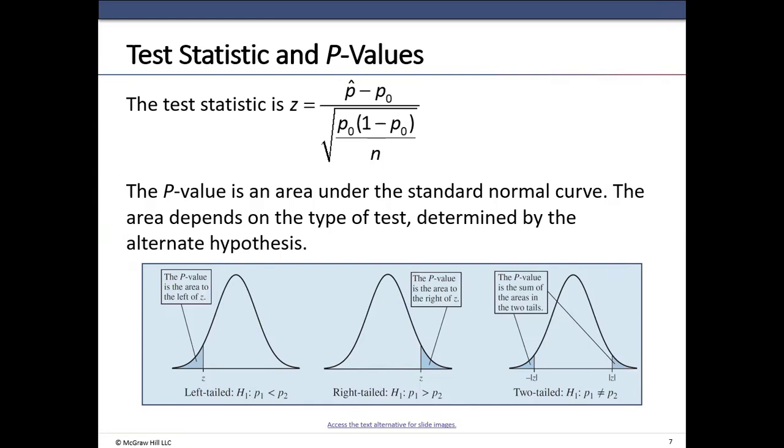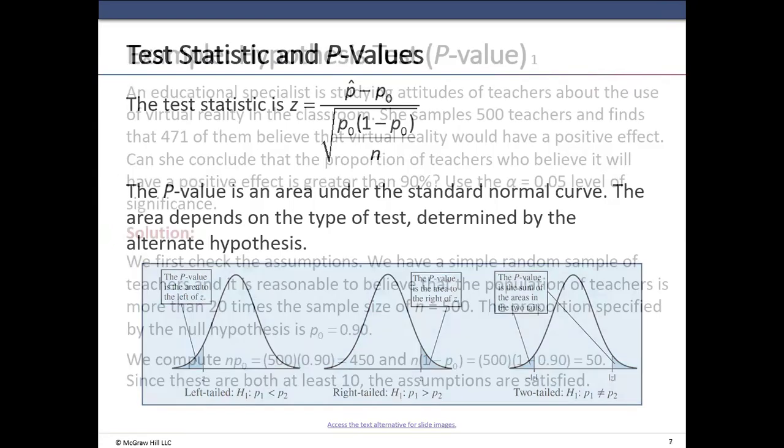So the area depends on the type of the test. For a left tail test, the p-value is the area to the left of the test statistic under the standard normal curve. For a right tail test, which means the alternate is greater than, the p-value is the area under the standard normal curve to the right of the test statistic. In this case, p hat is greater than p0. And for a two-tailed test, we multiply the p-value by twice the area.